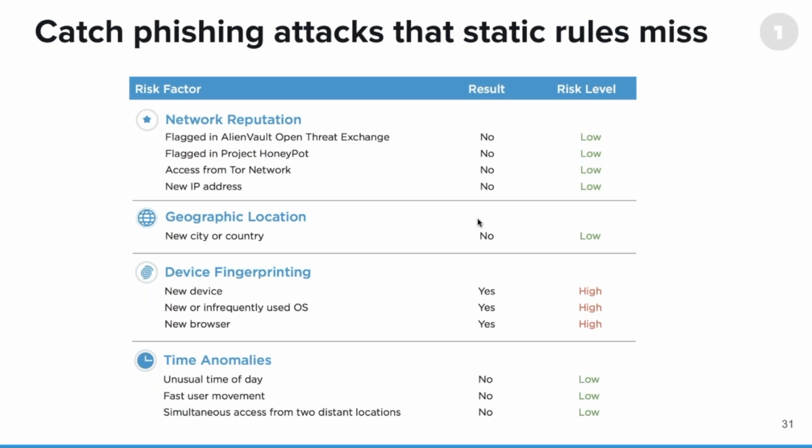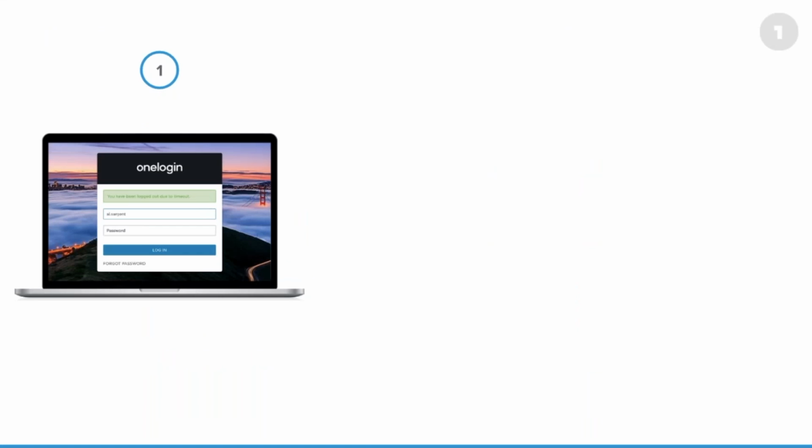So as you can see here in this chart, the network reputation risk is low because it's a company network. The geographic location risk is low because it's a company office location. It's logging in during the day, so the time anomalies are no. But what triggers the MFA is the device fingerprint, again, because the malware is a quote-unquote device, an HTTP client that we have not seen before.